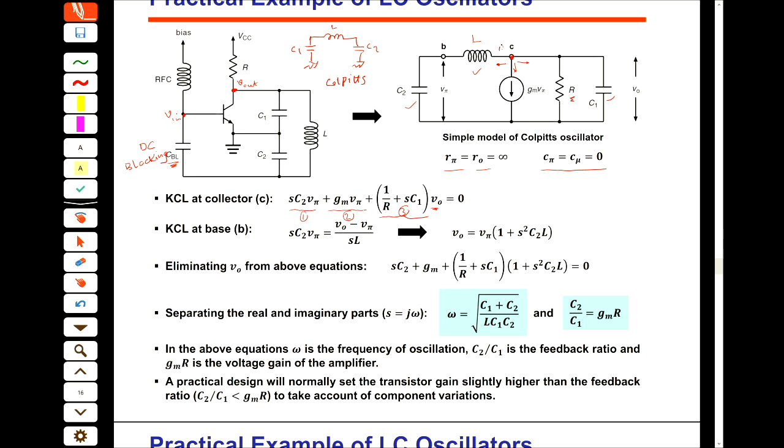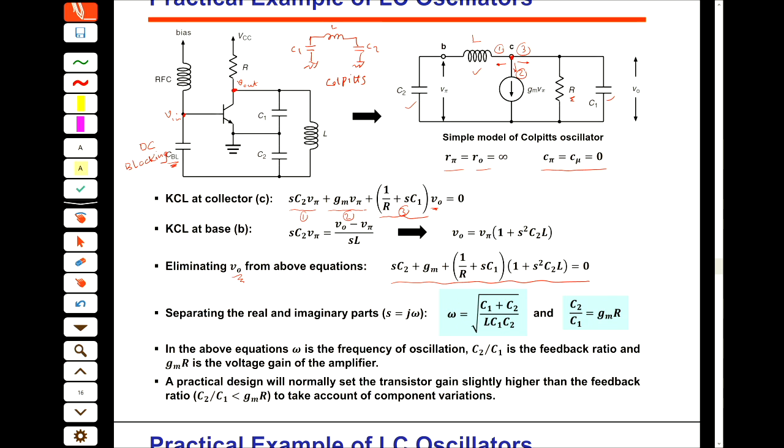So this is 1, 2, and 3. All right? So this is one equation. And then another KCL at the base. We can say that this current equals the V out minus V pi divided by the impedance of this inductor. And after eliminating the Vo, we can find that the equation for the small signal model is coming from here.